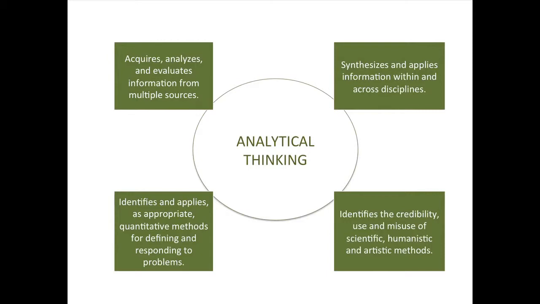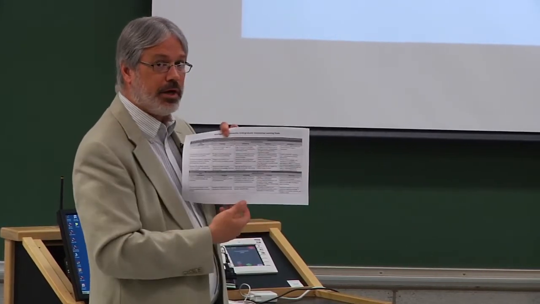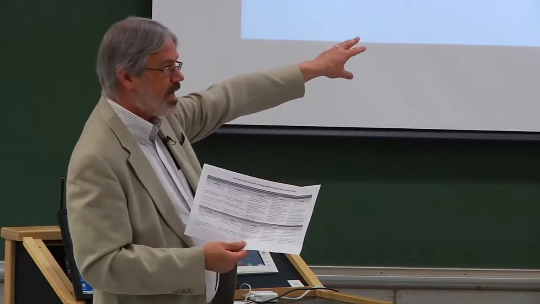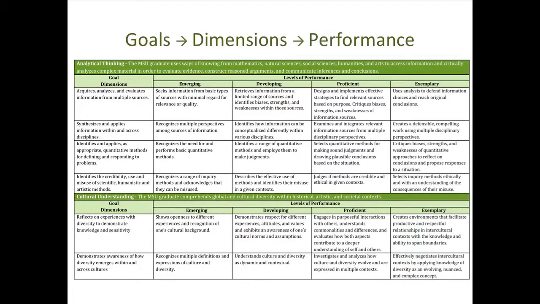Under analytical, we have these 4 different dimensions, which is what runs down the side. I'm going to show you an example of one: acquires, analyzes, and evaluates information from multiple sources, which is the first one listed here. You'll notice that there's a scale, a level of performance, increasing performance. This is vastly condensed, from emerging to developing to proficient to exemplary.